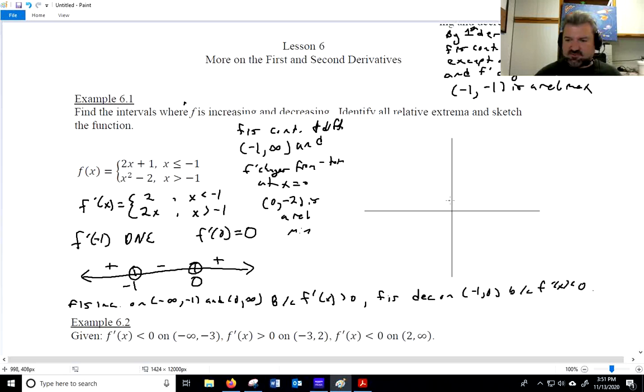Well, let's plot it. We're going to draw a sketch, weren't we? 1, 2, 3. Let's do 1, 2, 3. All right, so we know that we have a relative maximum at negative 1, negative 1. We have a relative minimum at 0, negative 2. So it's going to look something kind of like that. Oh, I went too far, didn't I? That's negative 2. So it's going to look something kind of like that.